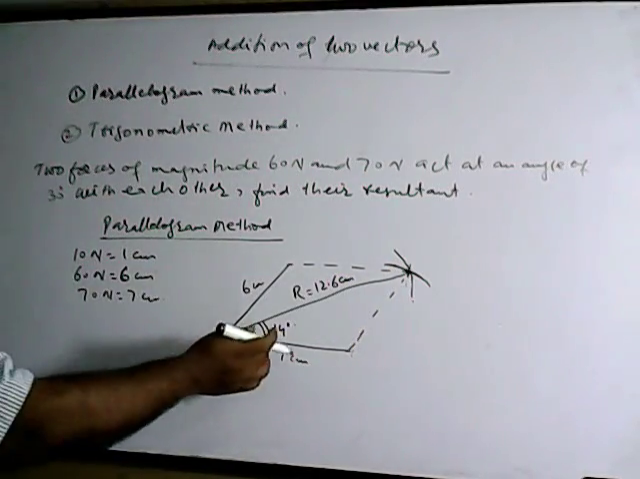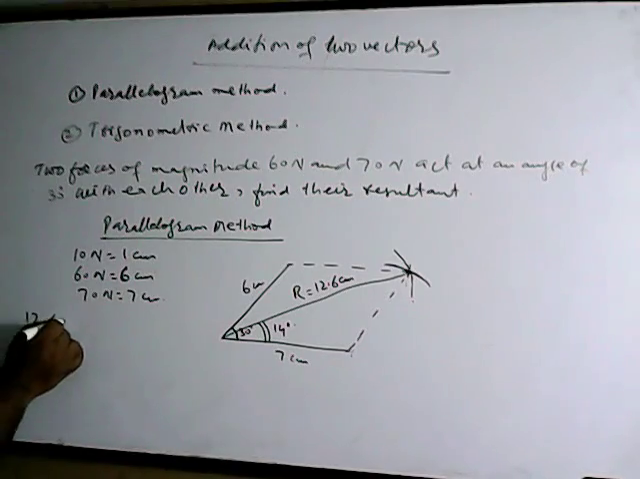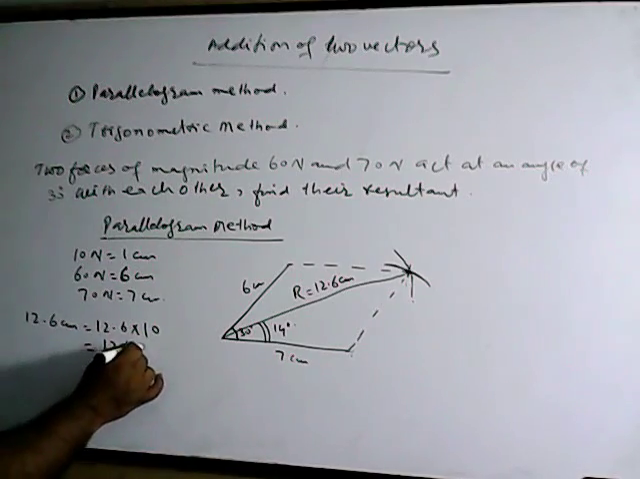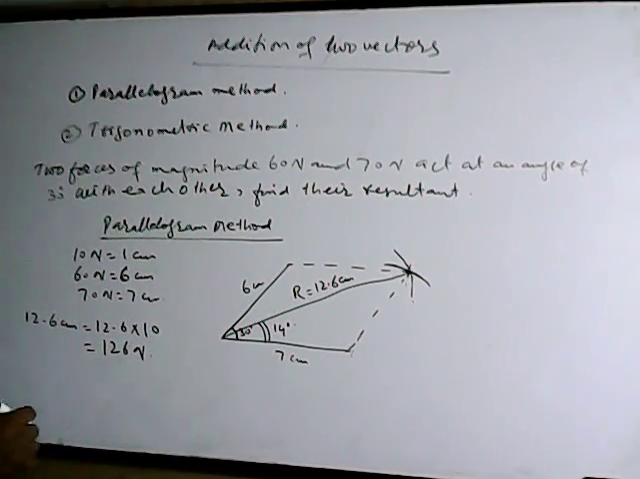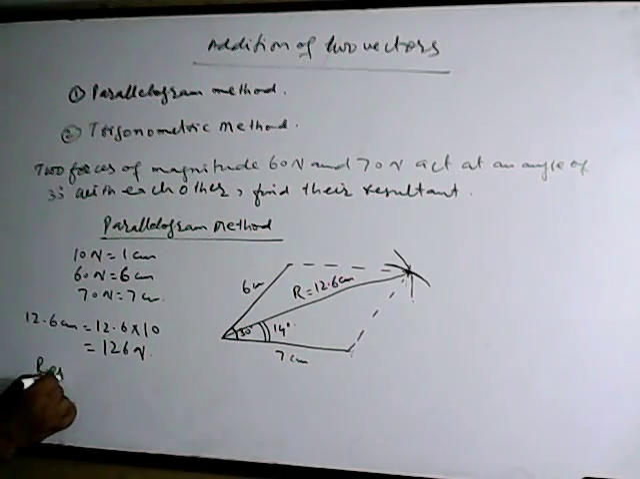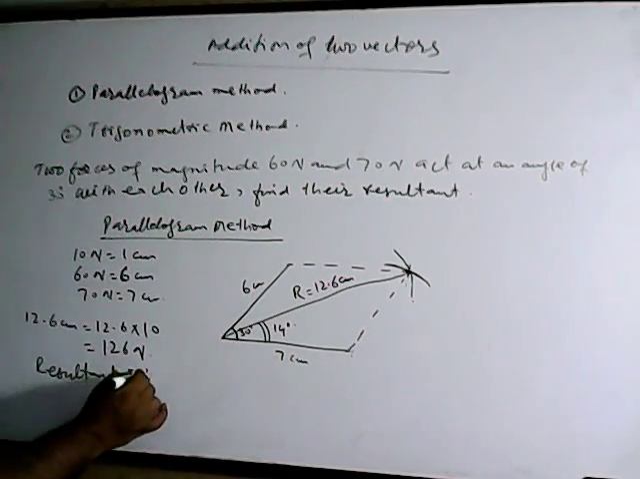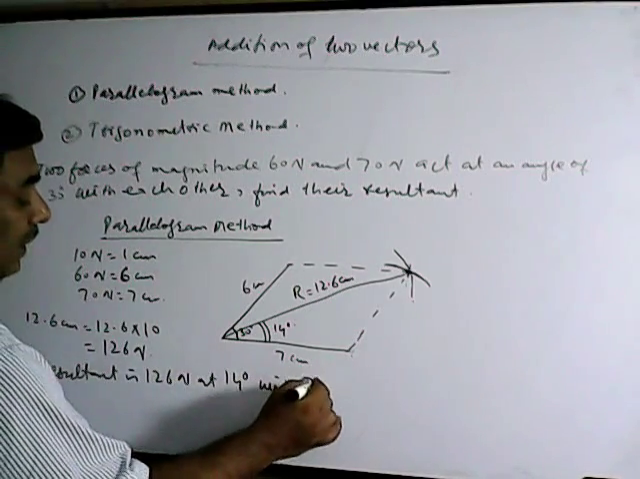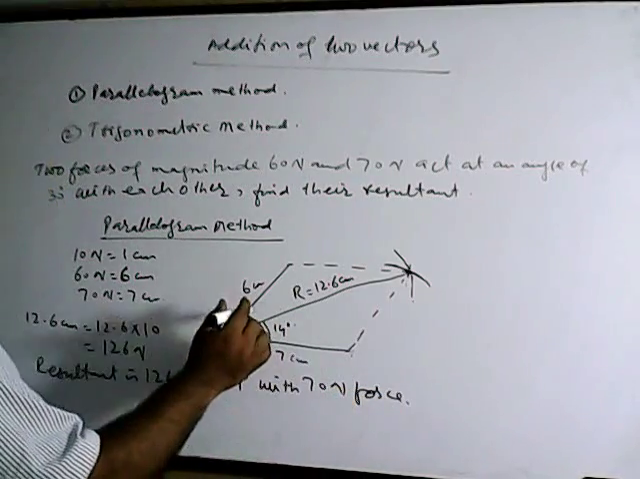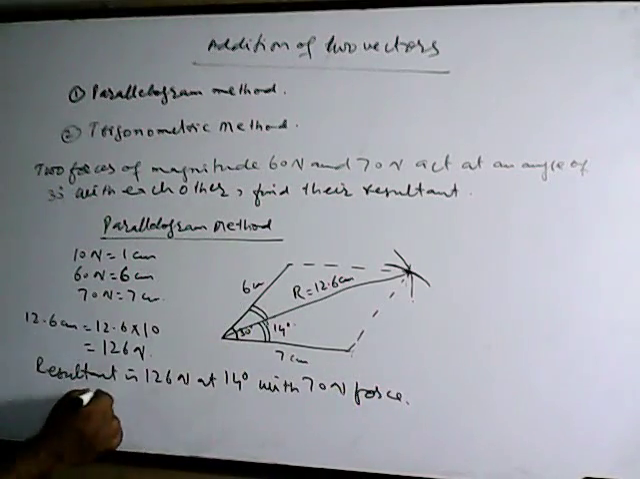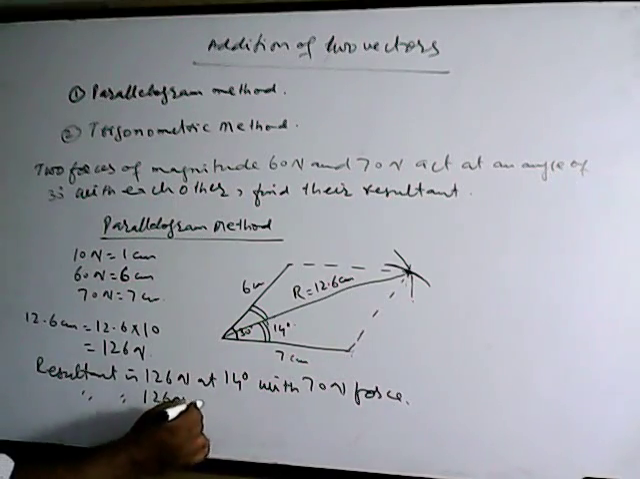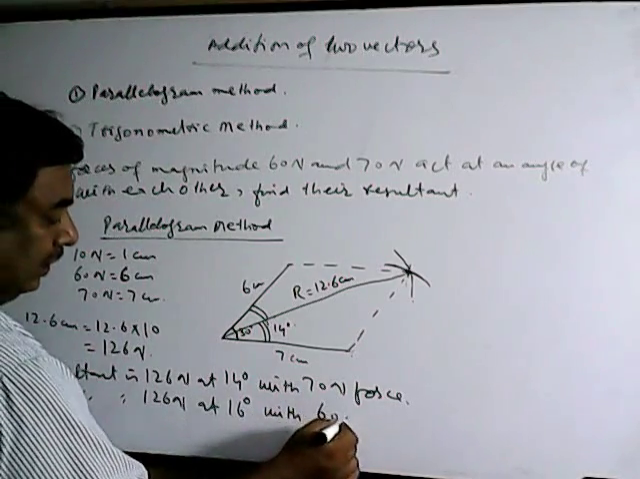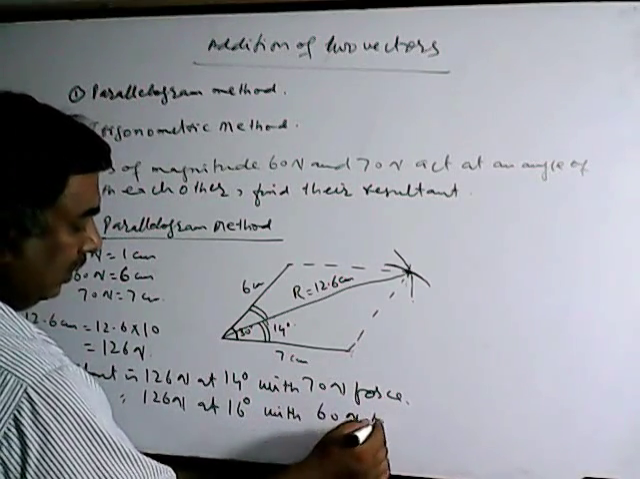So I will write the result. It's 12.6 centimeter, which is 12.6 multiplied by 10, so it is 126 Newton. I will write: resultant is 126 Newton at 14 degree with the 70 Newton force. If this is 14 degree, this must be 16 degree. You can write this also: resultant is 126 Newton at 16 degree with the 60 Newton force, also you can write if you wish.